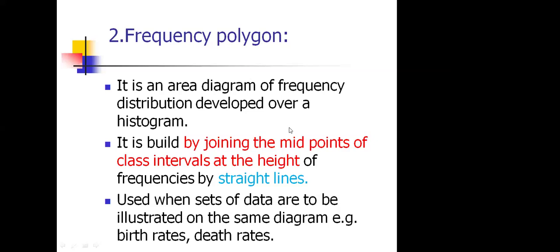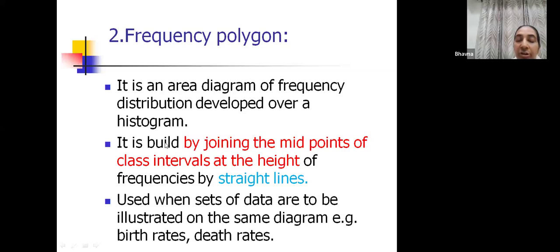Now we are done with histograms. Whenever you join the midpoints of class intervals at the height of frequencies by straight lines in a histogram, what you get is a frequency polygon. Okay. Frequency polygon might be a very fancy name, but it is just a kind of line diagram which is made by joining the midpoints of class intervals at the height of frequencies by straight lines.